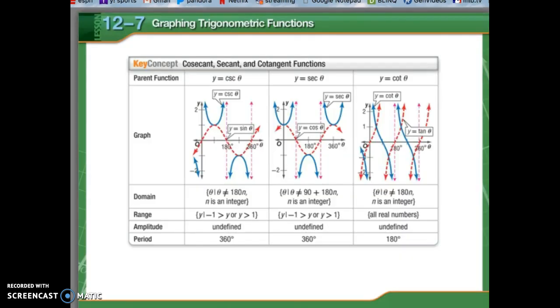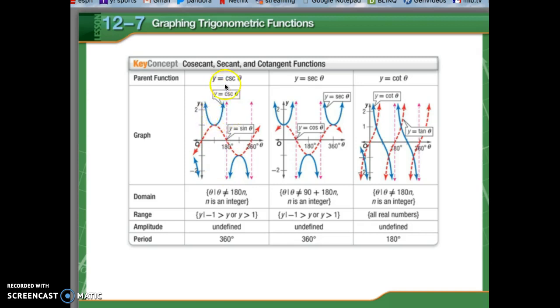Lastly, we have another key concept on the cosecant, secant, and cotangent functions. The concept here is that since cosecant is the inverse of the sine function, you would sketch a sine function as a dotted line, and then the cosecant in solid line is the inverse of those. So while the sine function here goes down, the cosecant will go up. Here the sine goes down, but the cosecant would go up. Here the sine goes up, but the cosecant goes down, etc.